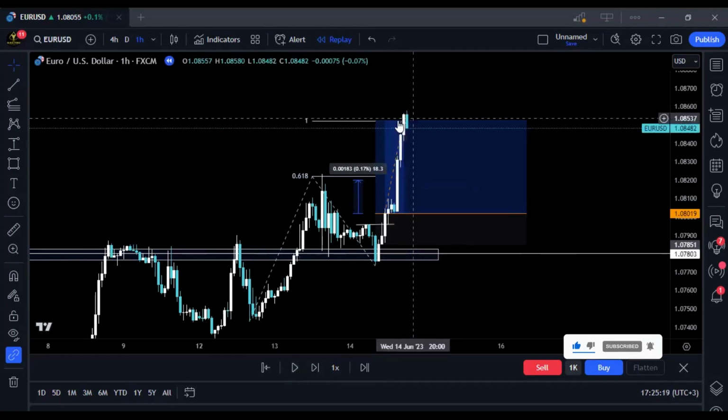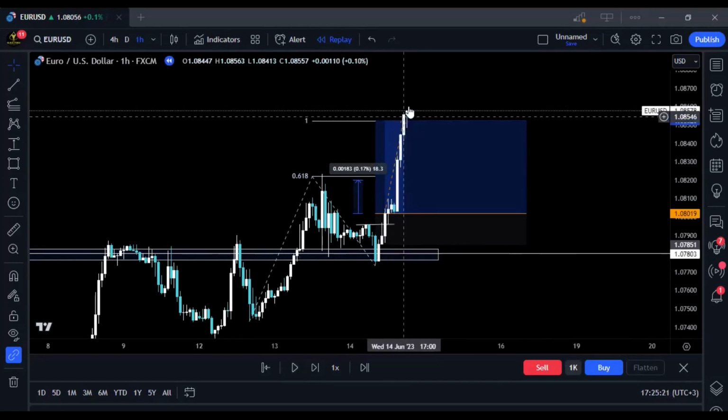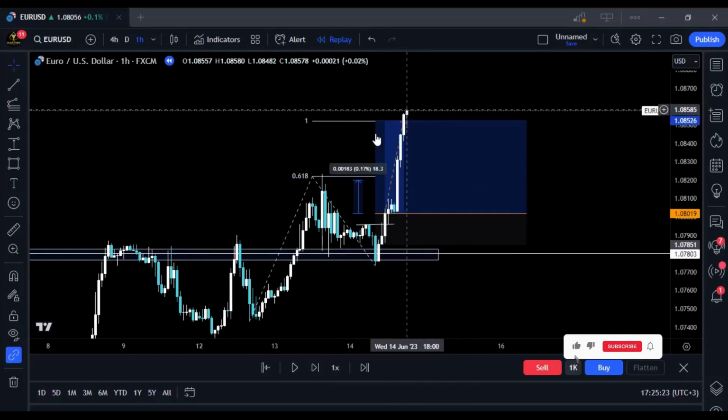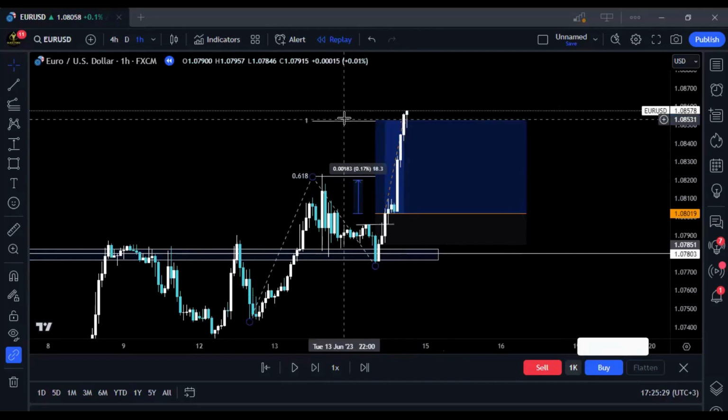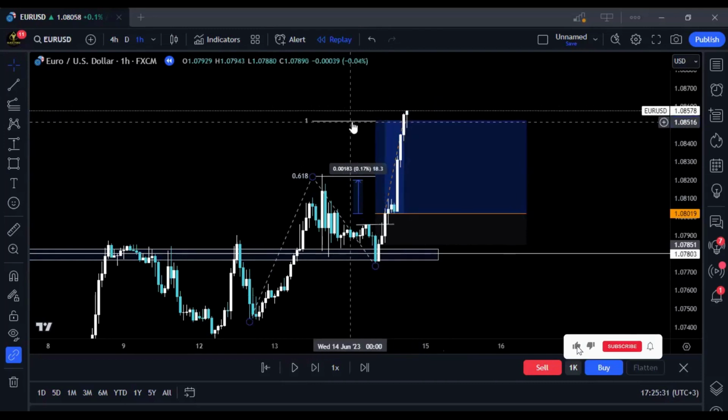And then prices just sniped take profit, and it looks like it might keep on being bullish. But we would have been exiting the market at 3R, or once prices reached 1 here.